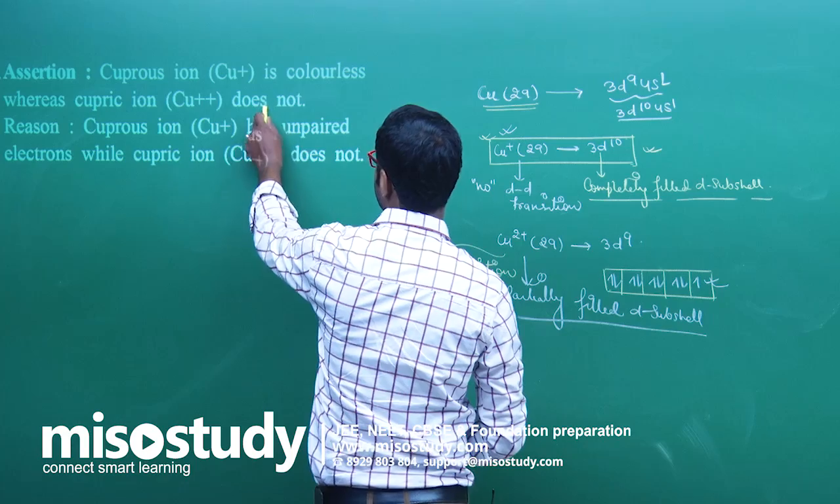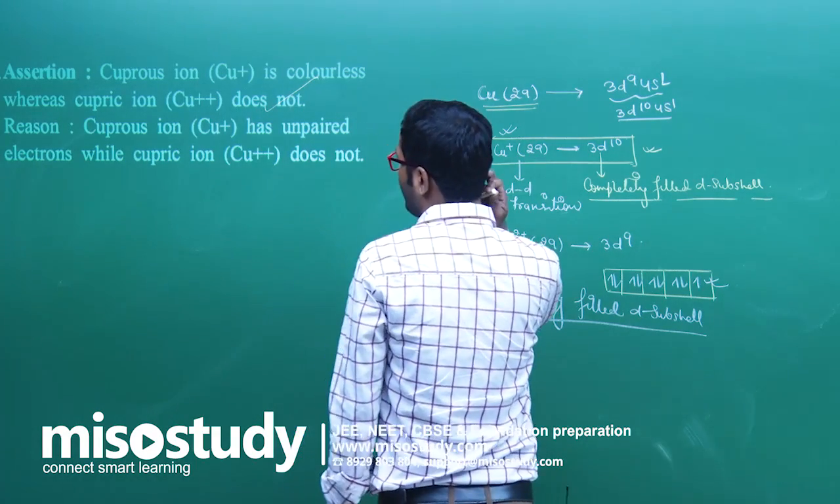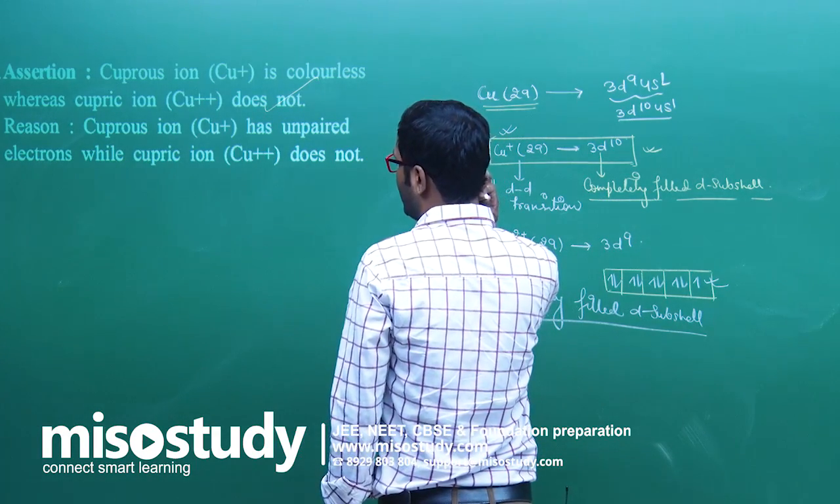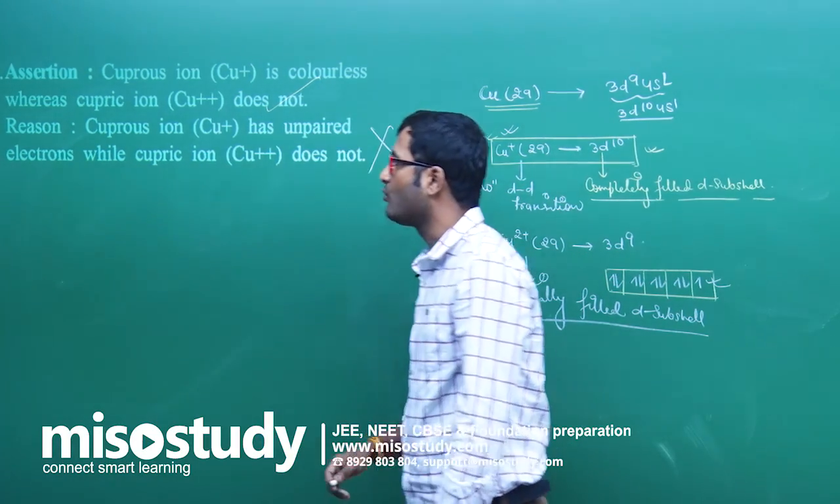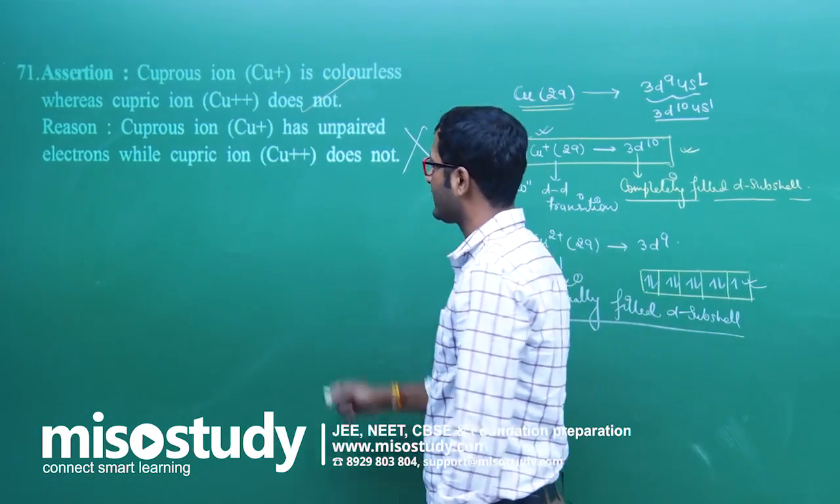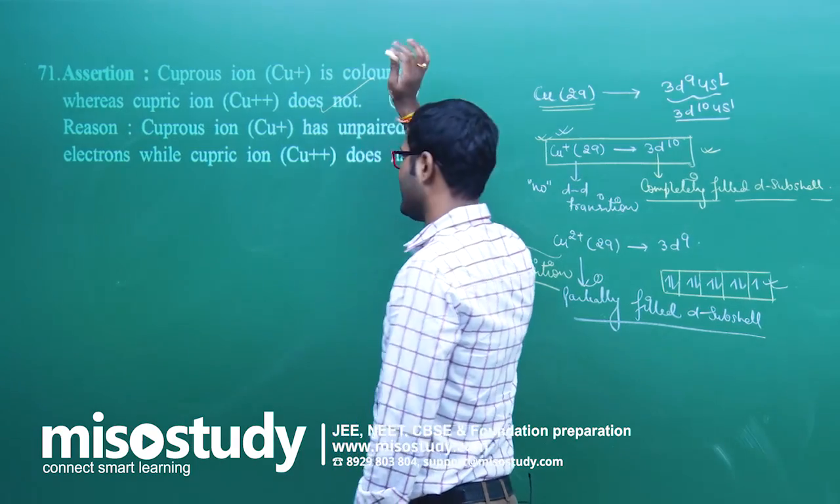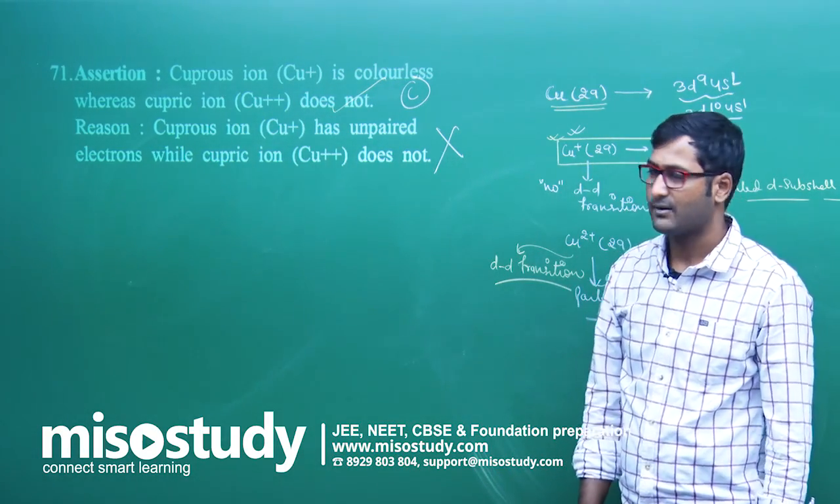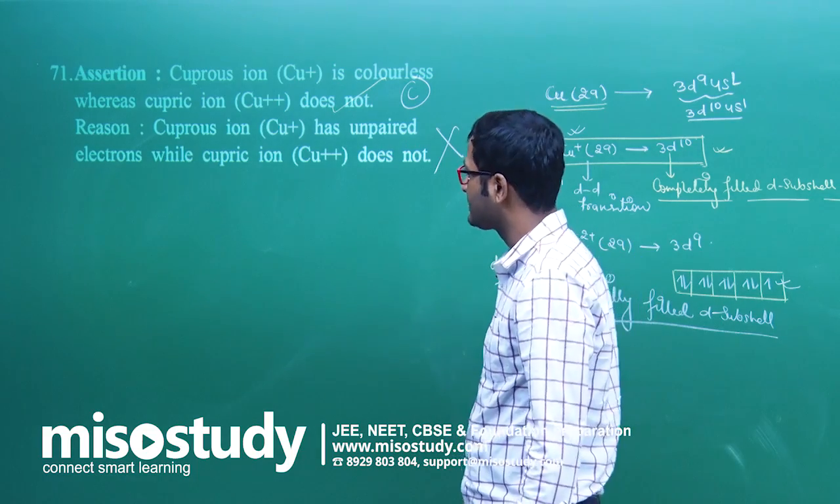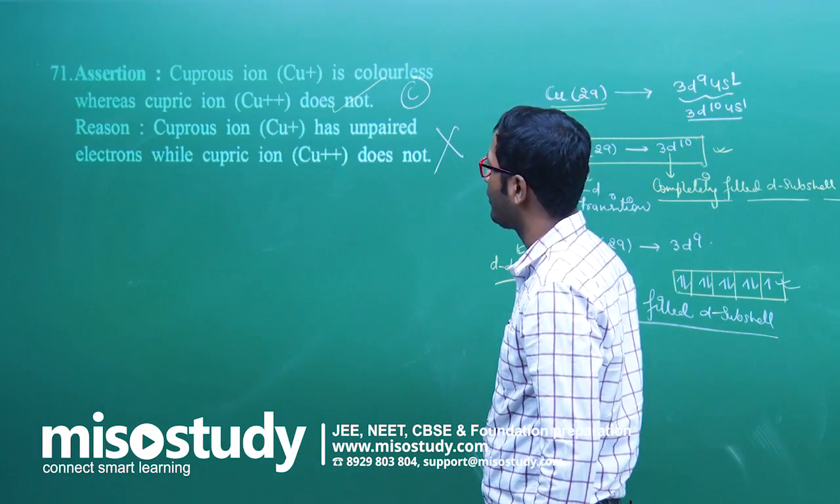So we will say the assertion is true. The reason, that cuprous ion has an unpaired electron while cupric ion does not, is completely incorrect. Assertion is true, but reason is incorrect. For this question we will say that C is the correct option. Am I right? Yes sir, you are absolutely right. So this type of question is very important for you.